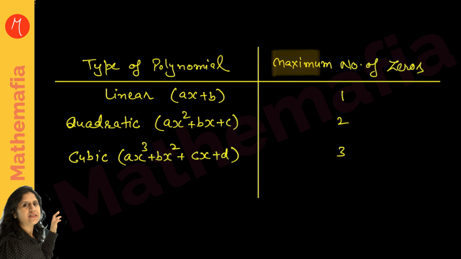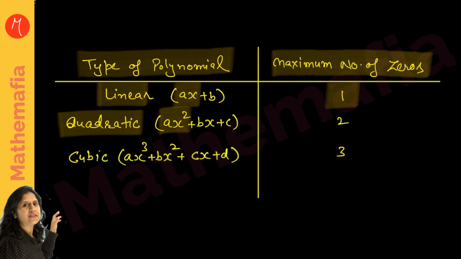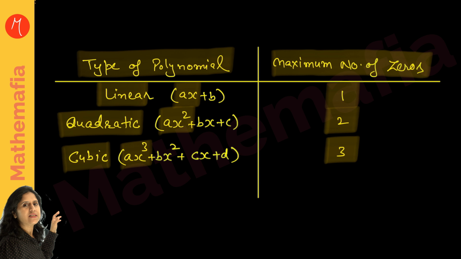Now let us study how many maximum zeros a polynomial can have. For a linear polynomial, since the degree is 1, it can have a maximum of 1 zero. For a quadratic polynomial, the degree is 2, so the maximum number of zeros can be 2. For a cubic polynomial, the degree being 3, the maximum number of zeros can be 3.